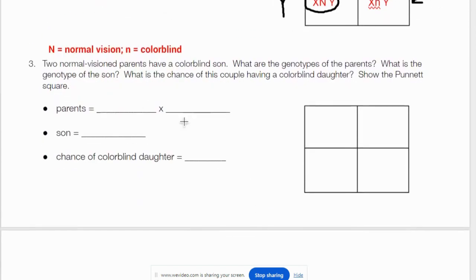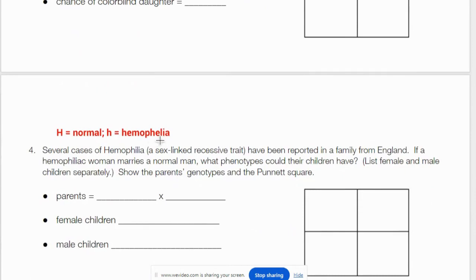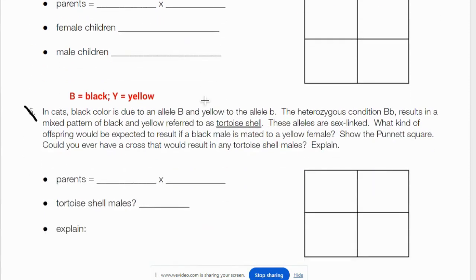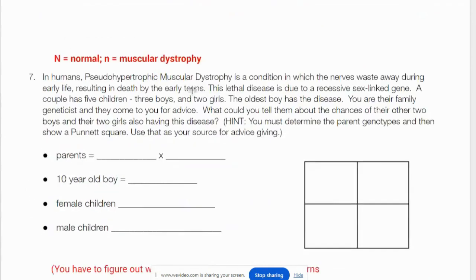Do this one. It's colorblind again. Hemophilia, this is a disease. You don't need to know what it is, but all you need to know is we're using H's. Big H is normal. Little h, they have hemophilia. This is actually spelled wrong. This should be an I right there, not an E. But anyways. All right, remember you can skip 5 and 6 and do 7.